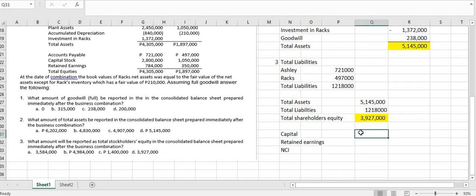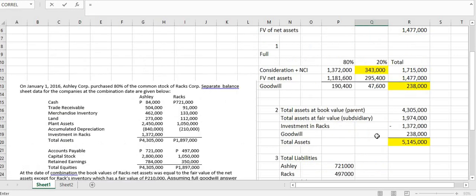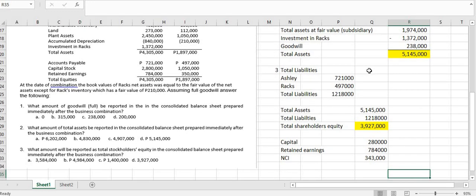Okay, so yung capital account ni parent or ni Ashley is 2,800,000. And then yung retained earnings niya is 784,000. And then don't forget that the non-controlling interest shall be presented in the consolidated balance sheet. So our non-controlling interest, diba, is 343,000. So we have here our total shareholders' equity. That's the sum of the capital stock, then the retained earnings, and then the non-controlling interest.